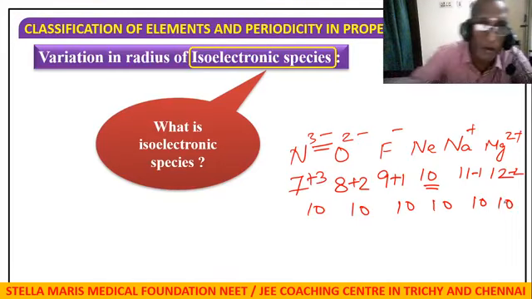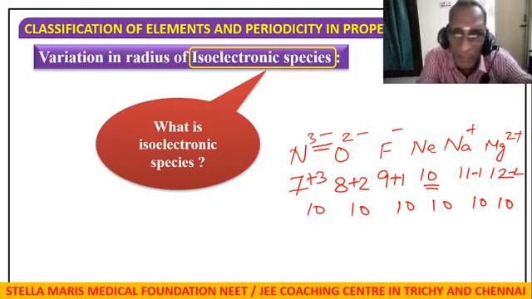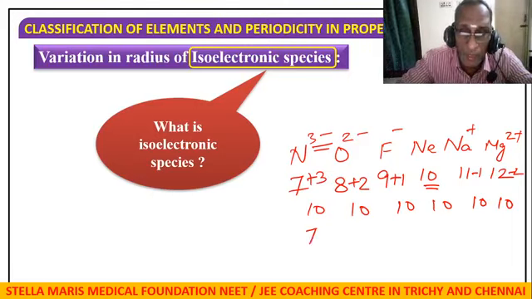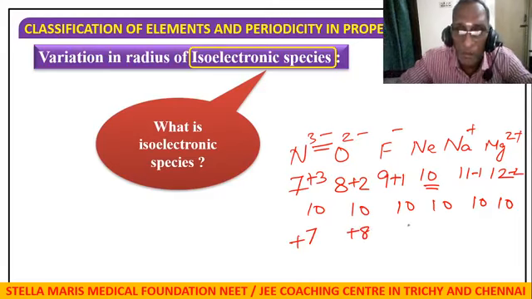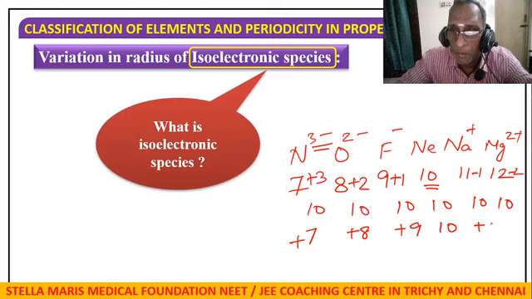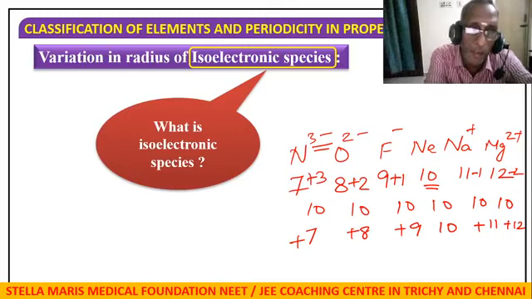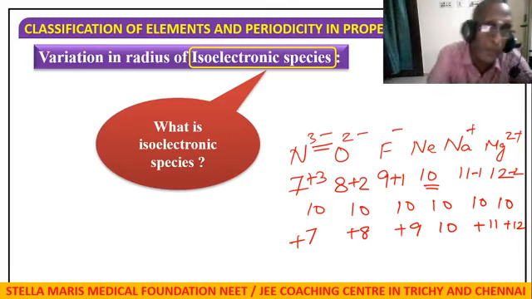So, these are called isoelectronic species, but some of them are cations, some of them are anions. So, effective nuclear charge varies. Nitrogen only 7 plus, oxygen plus 8, fluorine plus 9 atomic number. So, neon plus 10, plus 11 and plus 12. So, effective nuclear charge increases, but number of electrons is the same. That is the effect.